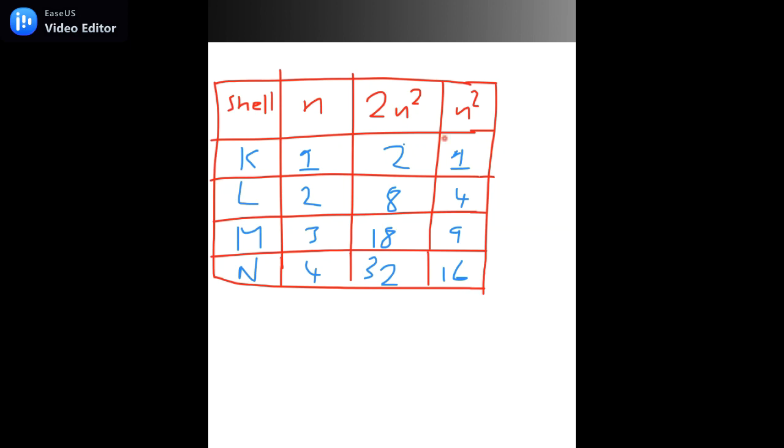So over here in the K shell, there is 1 orbital, that is 1s. In L, there are 4 orbitals, that is 2s, and then 2px, 2py, 2pz. Similarly for M, there are 9, and then 16 for N.